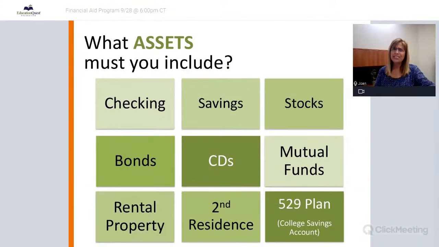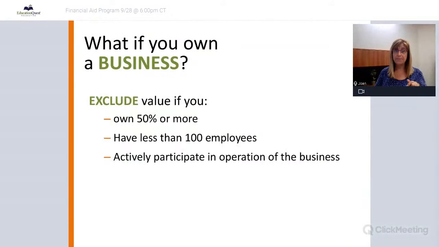Oftentimes, I will get questions about what asset information goes on the FAFSA. Well, parents and students, if you have checking and savings, if you have stocks, bonds, mutual funds, CDs, money market accounts, maybe 529 plans, or even rental property, that is going to be considered an asset. You will have to report the net worth of any of those programs.